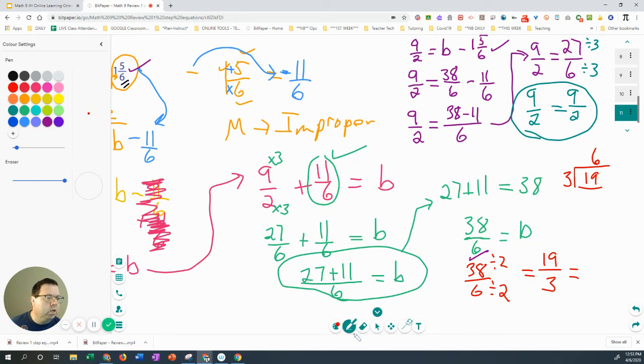Don't need to draw a line there yet. Hang on there. 6 times 3 is 18. That's what we subtract. And we're left with a remainder of 1. So this becomes our new mixed number part, and then the remainder goes on top. So that's 1, and that's 3.